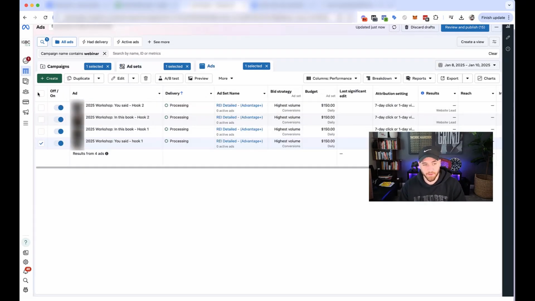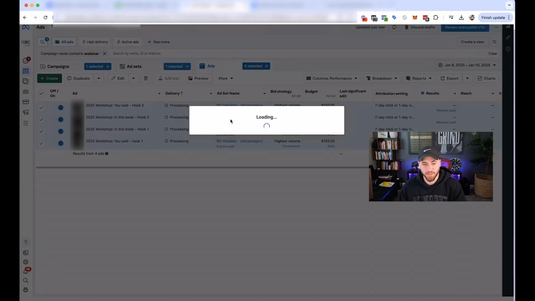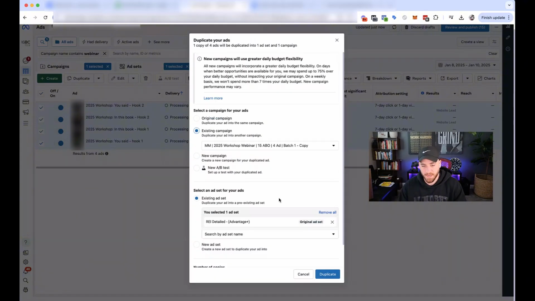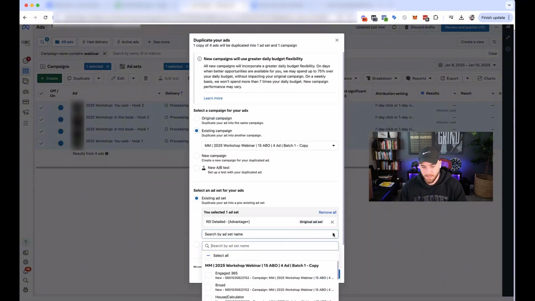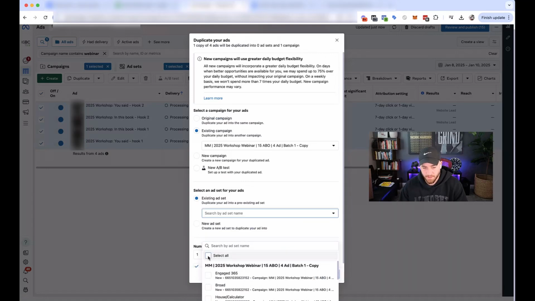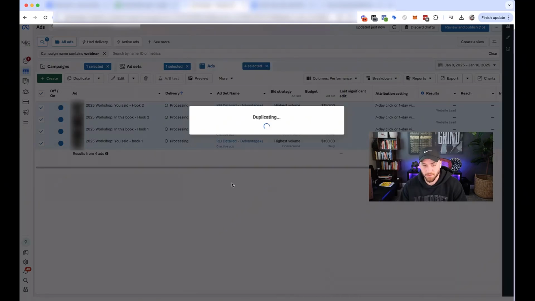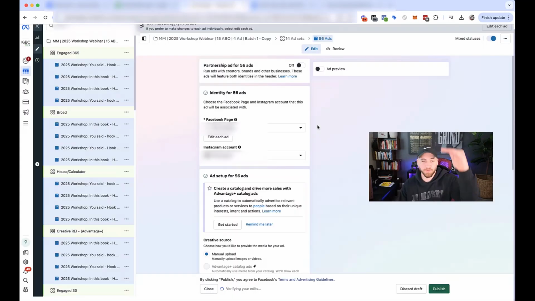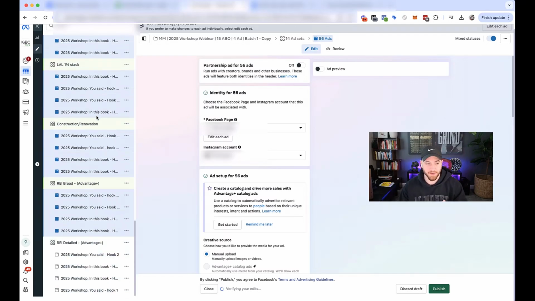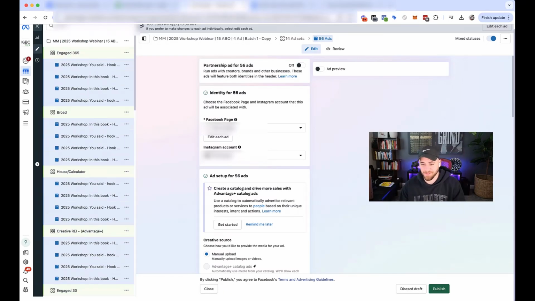It's going to go over here. You're going to choose all of these. You're going to duplicate it, and then you're going to do existing campaign. You're going to say select all here, and then you're going to remove it from the one that you're just doing right now, and you're just going to say duplicate. Now that'll just duplicate it across all of these, right? So you don't have to spend hours rebuilding every single one of them, and you can just publish, right?